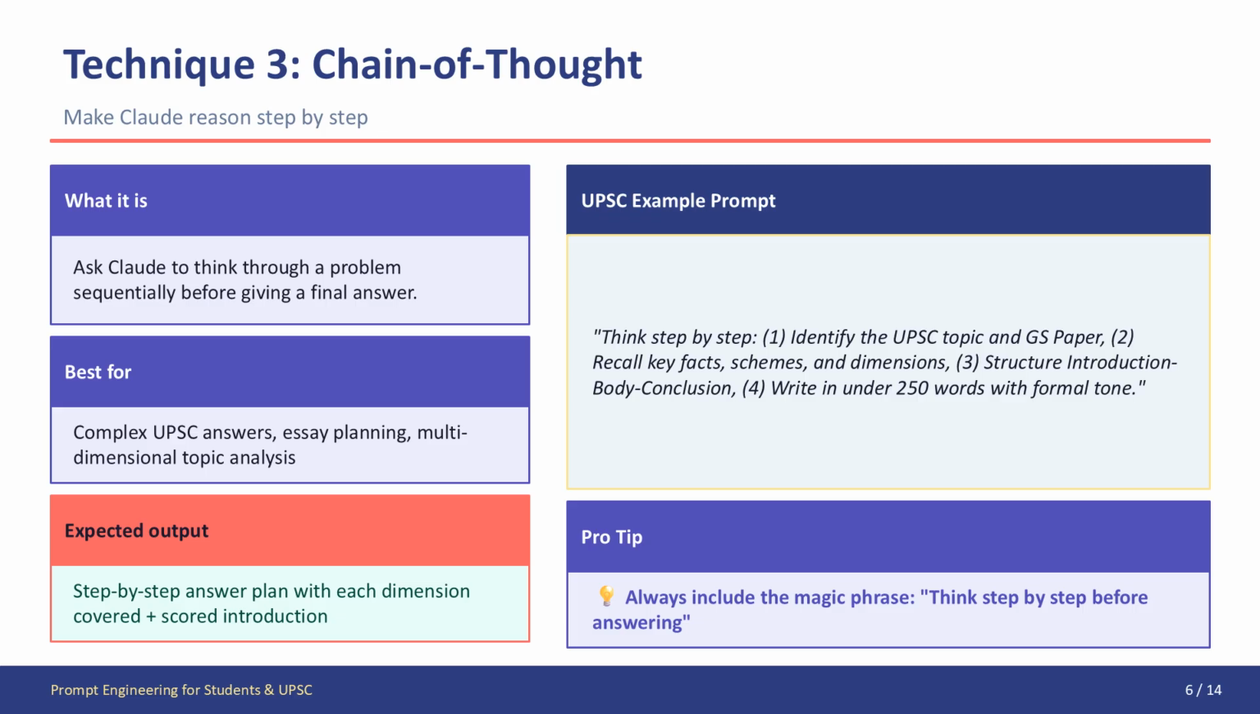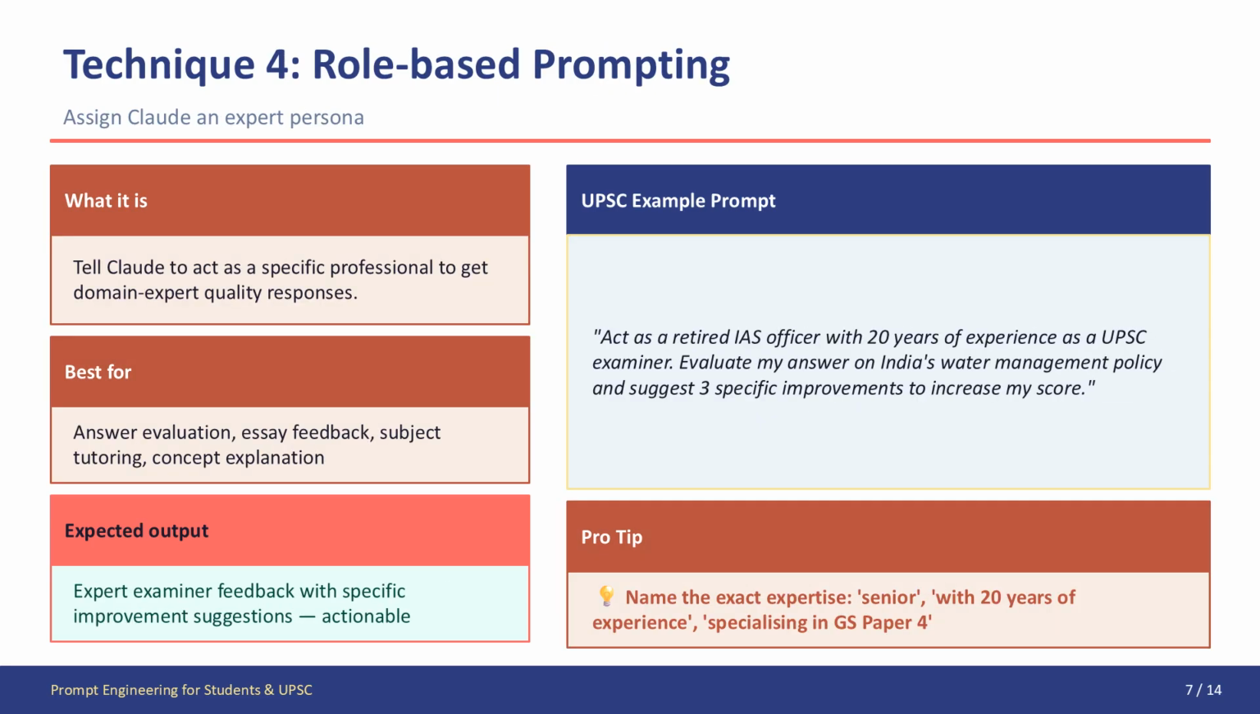AI LLM follows this reasoning chain and covers every dimension systematically. Use chain of thought for any multi-dimensional UPSC topic, which is almost every topic. Technique 4. Role-based prompting. When you give AI/LLM a specific expert persona, it completely shifts its vocabulary, tone, and depth of analysis. Here is the power prompt.